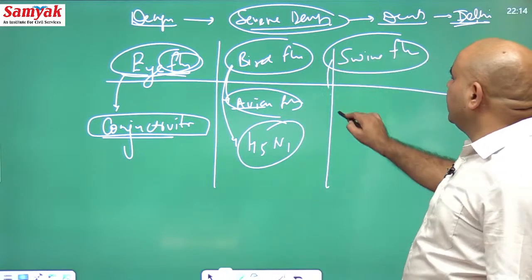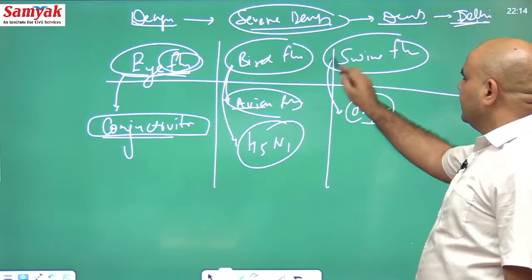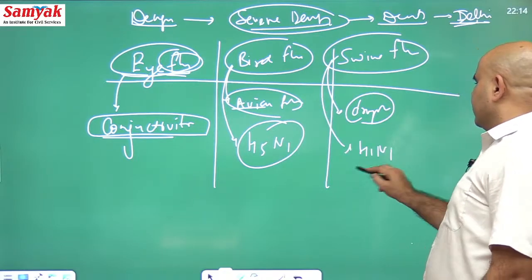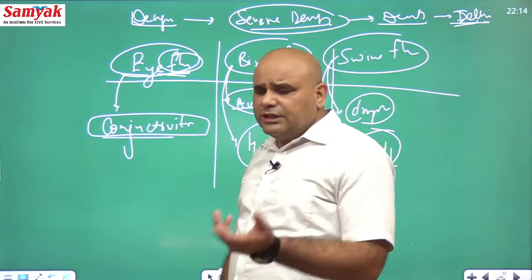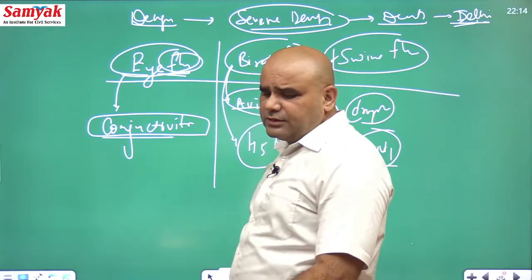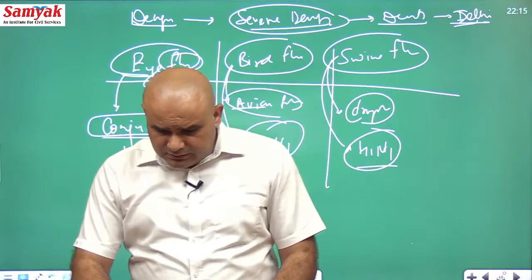Then after, swine flu is a droplet infection. Remember this. And H1N1 is the name of the virus of swine flu. So these are some of the examples of viral infections. Let me see. Is there anything which is left?